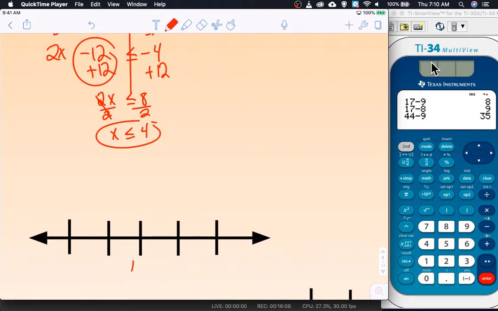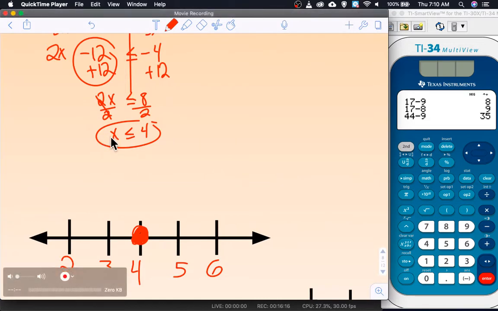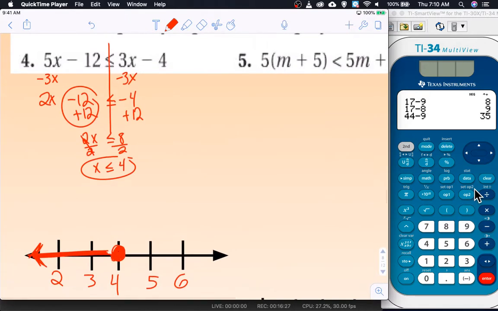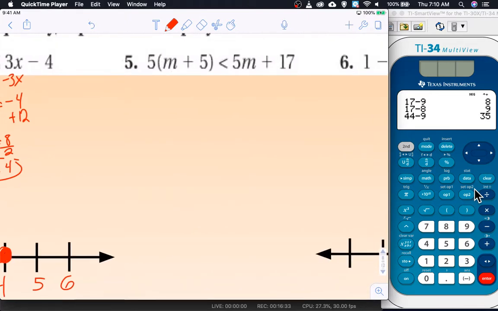That would be 4, 5, 6, 3, 2, solid dot at 4. There, to make it solid. And we're shading less than, which is the left. So there's complete number 4. Number 5.